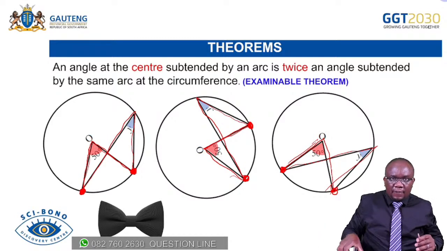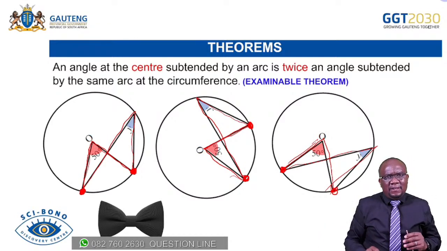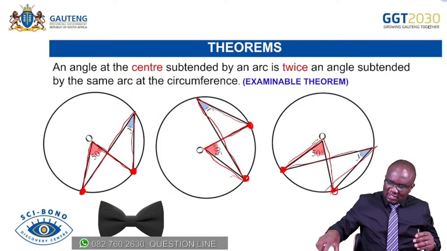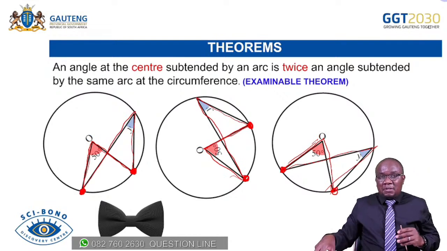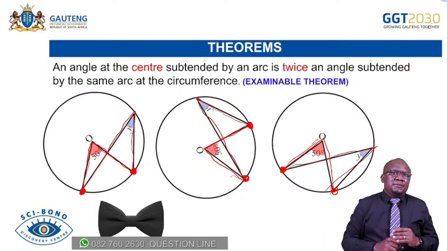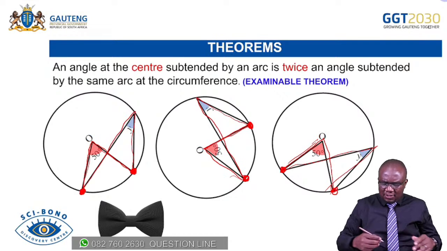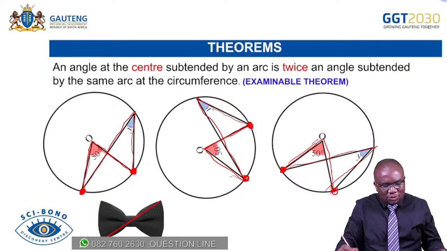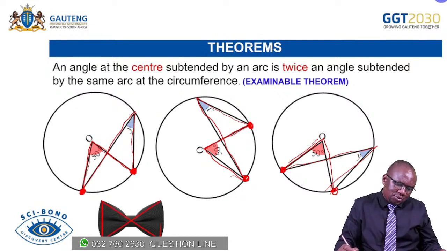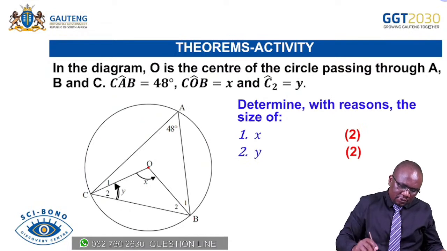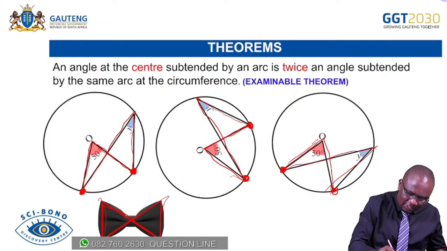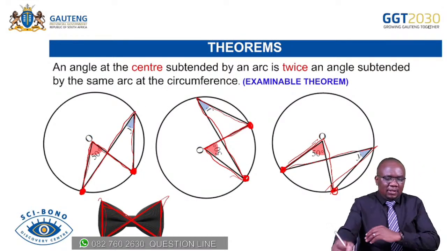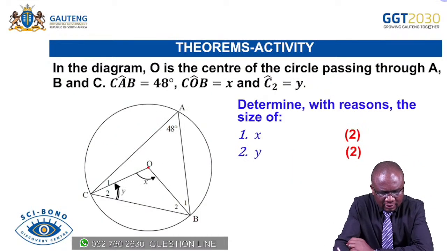Center, circumference. Then you see that this is the angle subtended by this arc at the center, and the angle subtended by this arc at the circumference. It's like I showed you using my arrows there. Please don't forget that. And then I thought this one looks like a bow tie. I just wanted to show you. You're moving here, then you're moving there. Right. Now, the activity.